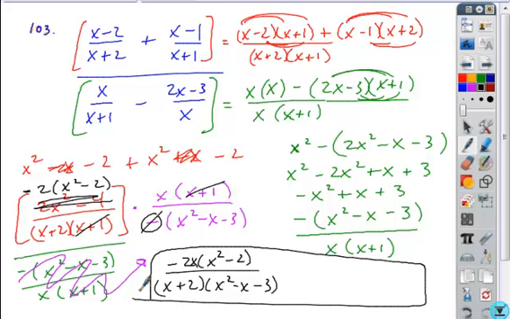Okay, once I have my simplified form, I need to go back in and identify any domain restrictions. Because I inverted and multiplied, I have to consider not just those in the denominator, but also the factors of this second fraction's numerator, because they originally were in the denominator. So I have to account for x can't be negative 1. That's not shown.